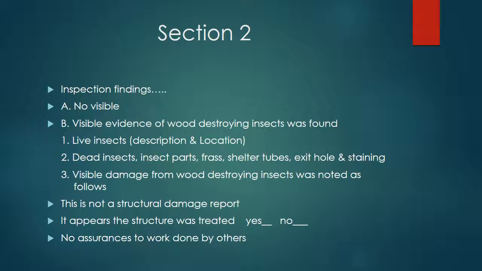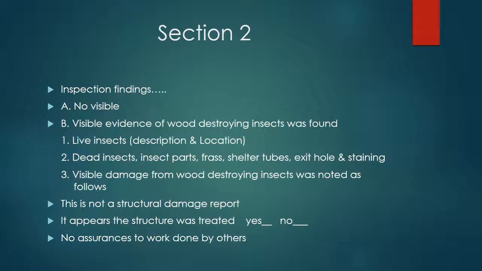The next point in section 2 is, "it appears that the structure was treated previously," yes or no. Make sure you fill this out correctly, and there's a line beside it to note what type of treatment you've seen. So if you see a monitoring system around the outside, you could say yes, monitoring system was installed. Or if you see drill marks around the slabs or in the garage, you can say yes, drill marks around the slab, garage, whatever the case may be.